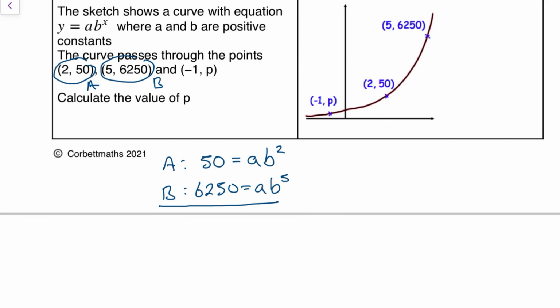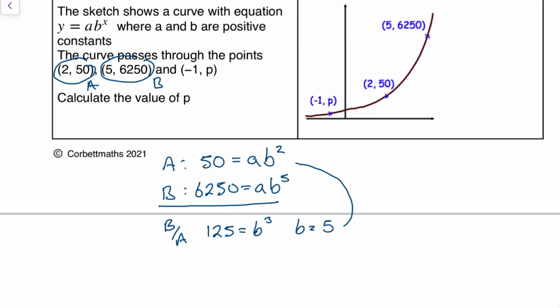What do I do with these equations? Well, I'm going to divide them out. I'm going to work out B divided by A. Why is that? Because you'll see lots of things cancel. So 6250 divided by 50 is going to give me 125. A divided by A cancels out, or is 1, however you want to think about it. B to the 5 over B squared is B cubed. And that's handy because I know that if B to the power of 3 is 125, then B is equal to 5, because 5 cubed is 125. So I've got my B.